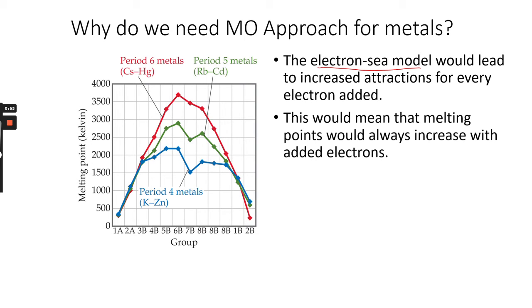And your electron sea model does not really account for that because it just says that you have increased attraction for every electron that you've added. So if that was true, this should continue to go up and not come back down. But if you look at your molecular orbital diagrams, this actually explains why the melting point has this maximum in the middle and then starts to decrease, because you're actually starting to form some antibonds as you're adding more valence electrons.